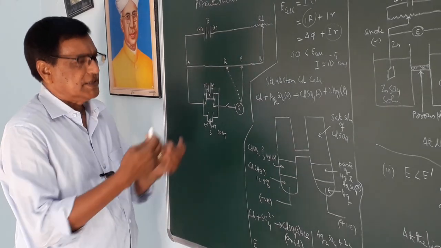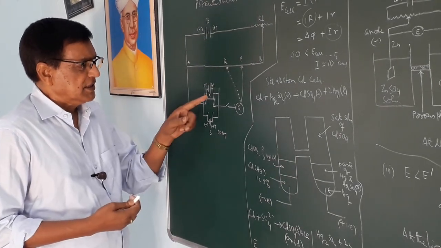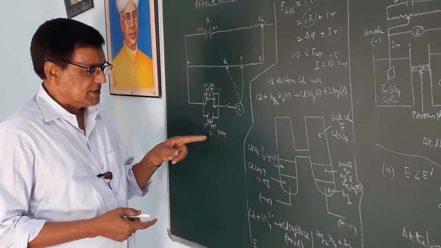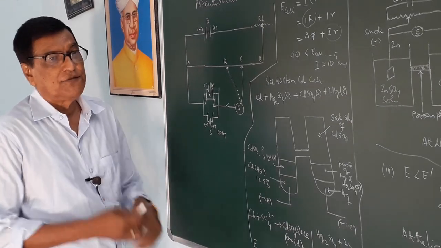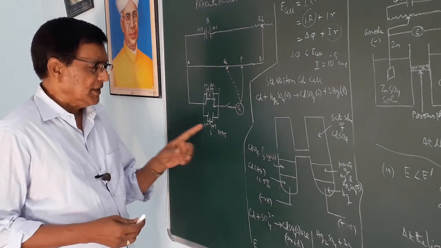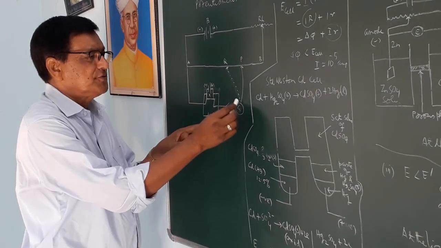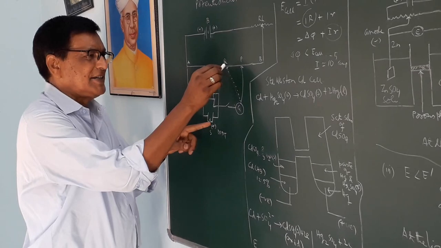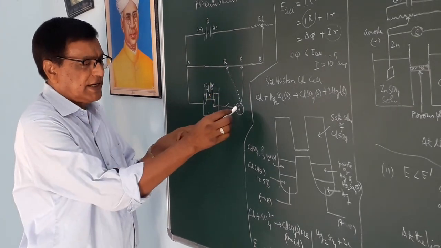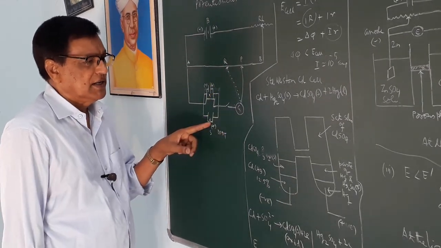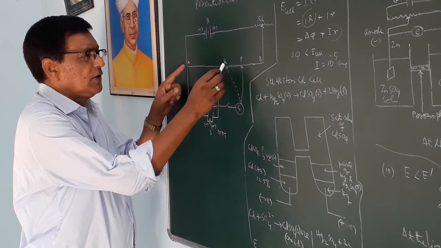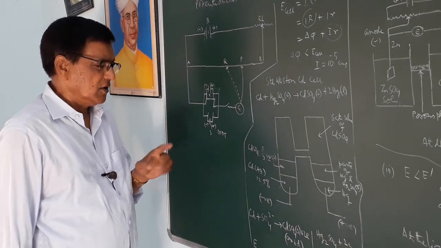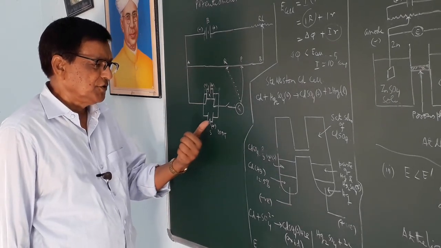And again, next, this cell is detached, and this DPDT is connected with the standard cell whose EMF is known to us. Then this jockey moves, and suppose at this point Q is the balancing point, the null point, where the galvanometer will not record any current flow, and the potential difference of AQ equals the EMF of this standard cell.